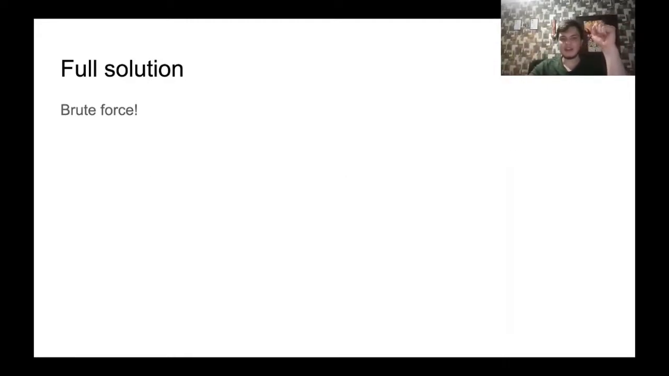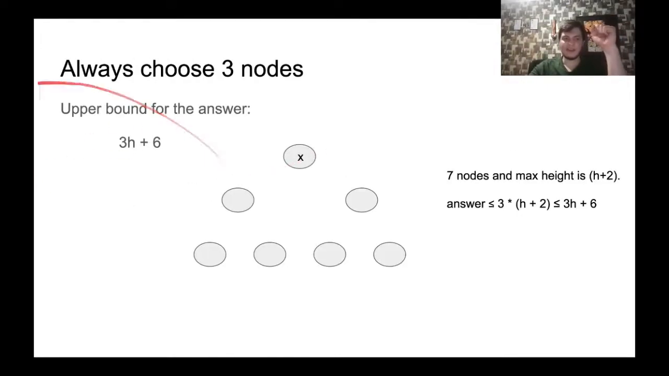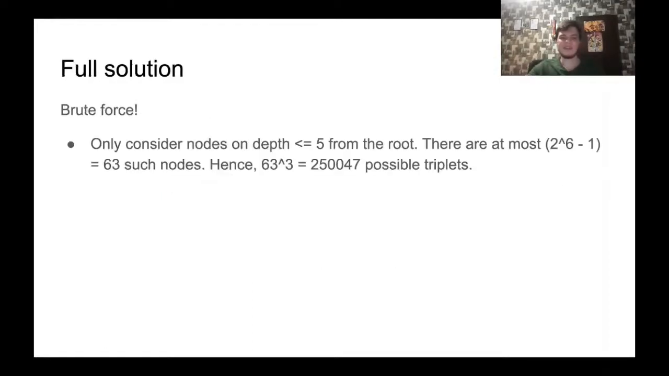This is mainly because if we have a node on height greater than 6, then the answer we are going to get is definitely greater than the upper bound we have. So it doesn't really make sense to consider such cases. That's why we only consider the nodes on depth less than or equal to 5. Because the tree is binary, you have 2 to the power of 6 minus 1, which is 63 such nodes.